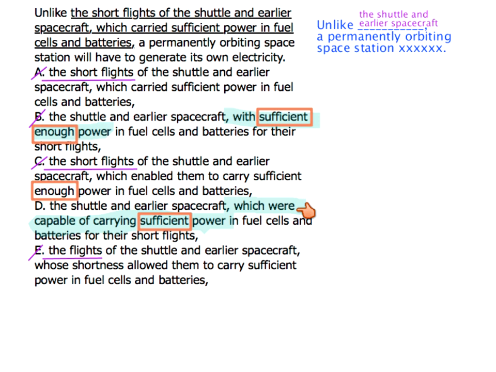Does there need to be a verb? Not really, because the main part of the sentence is the non-underlined part. A permanently orbiting space station will have to do this. All of the underlined part is part of the initial modifier. So you don't need a verb.